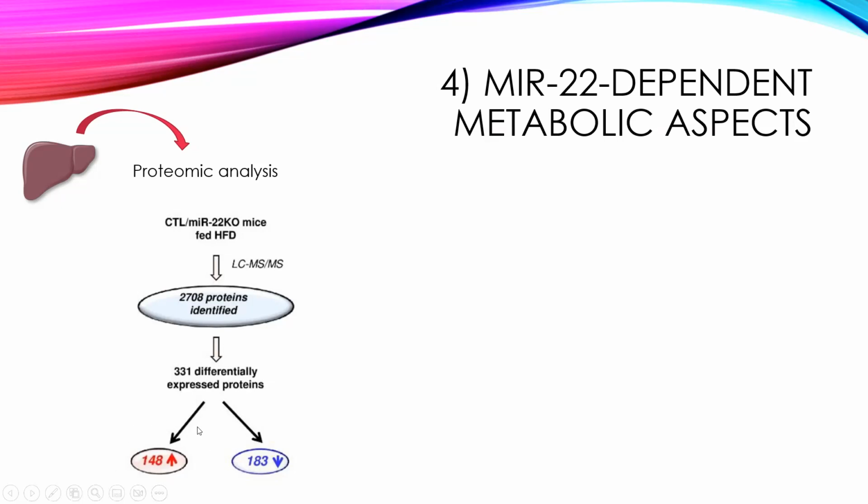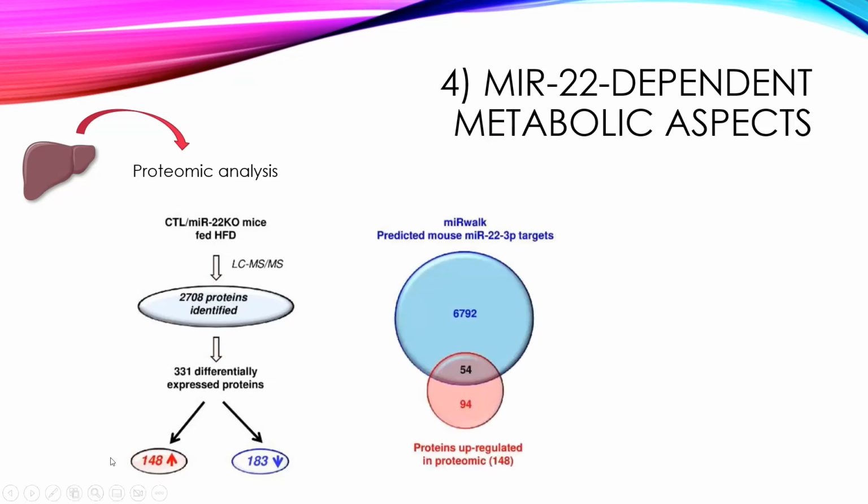So we were mostly interested in these upregulated proteins, since microRNA-22 is no longer there, so all the target genes, most of them at least, should be upregulated. And we wanted to detect which are the direct targets of microRNA in the liver. So when we took these 148 upregulated proteins and cross-referenced this list with the genes that were predicted to be targeted by microRNA-22 through in silico analysis, we observed that 54 of them did cross-reference.